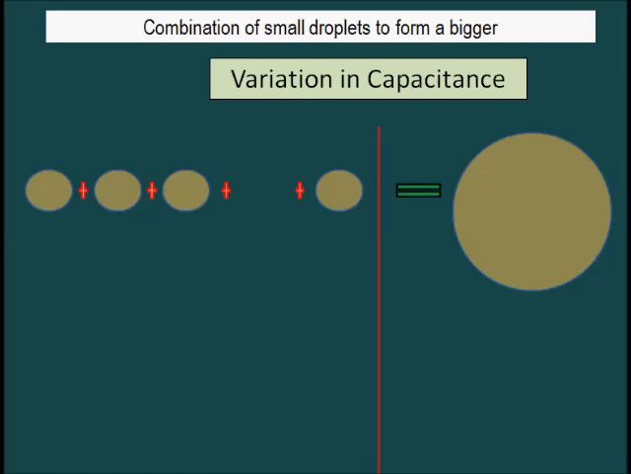Next we will discuss in which way the capacitance changes, because each drop has radius r, and let the capacity of each drop be C. The bigger drop has radius R and its capacity is C dash.